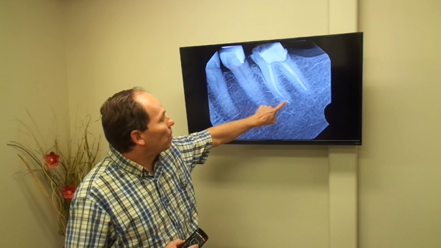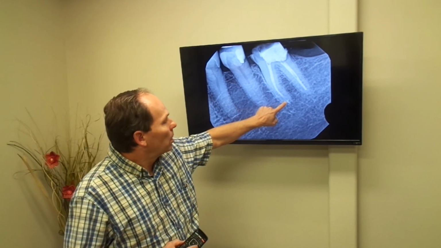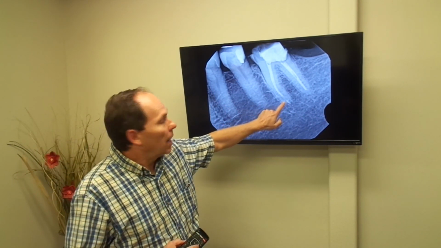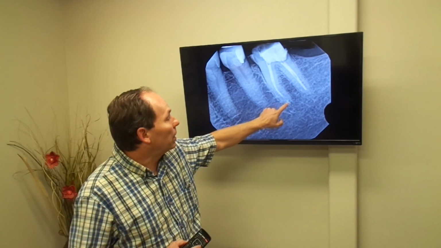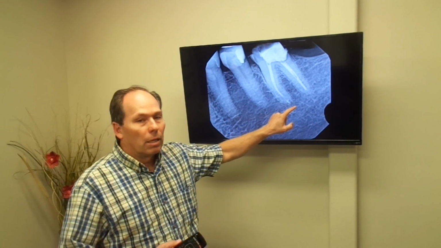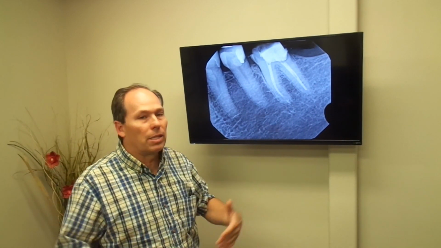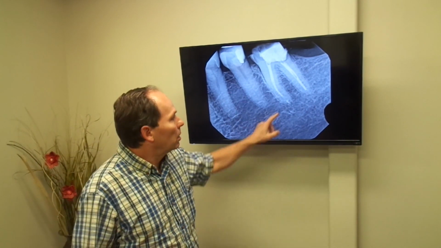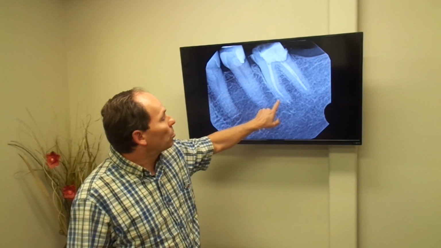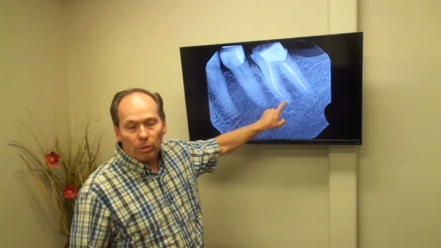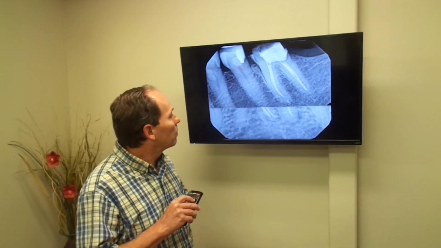So this shows a broken instrument. What we're looking at is right here. There's a little piece of instrument that broke off in the tooth, so that's on the inside. And this may prevent the tooth from healing, or the body from healing this area. Again, this is not the end of the world for the tooth, because this happens more times than we like to think. But the solution is, again, we go in from the side, remove the end of the root, put our filling material in there, and save the tooth.